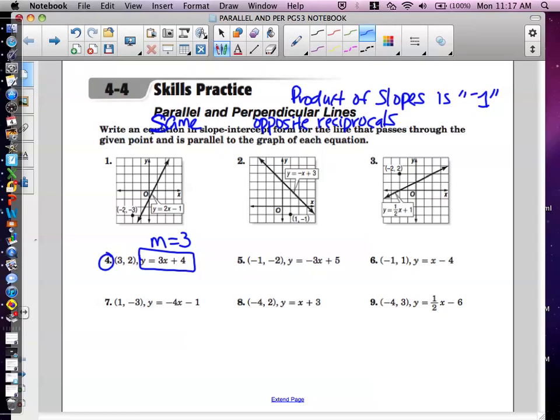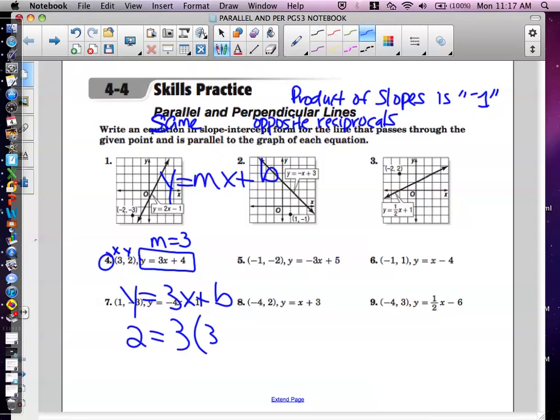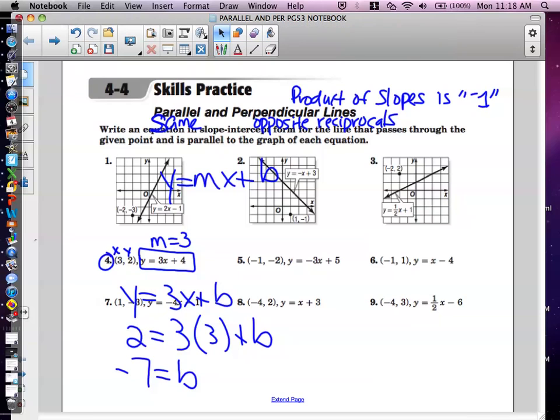I can take the generic slope-intercept form of an equation and replace the m with the 3. The only thing I need from the given equation is its slope. Then I have a new point with an x-coordinate and a y-coordinate. So I simply replace the y with the 2, 3 is the slope, and the x-coordinate is 3, and this allows me to solve for the new y-intercept. So -7 would be the y-intercept for the parallel equation.